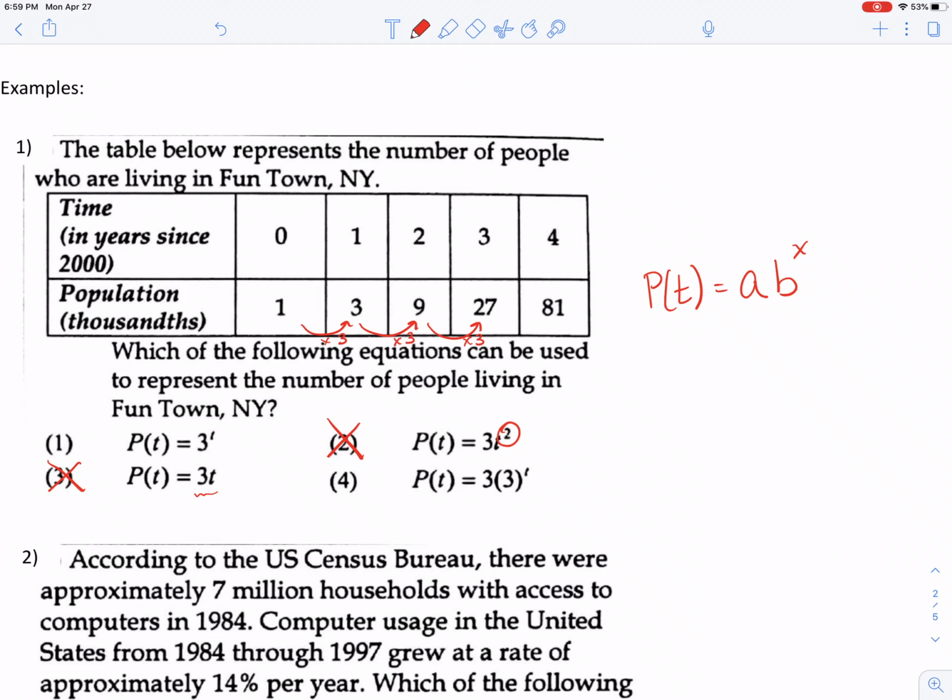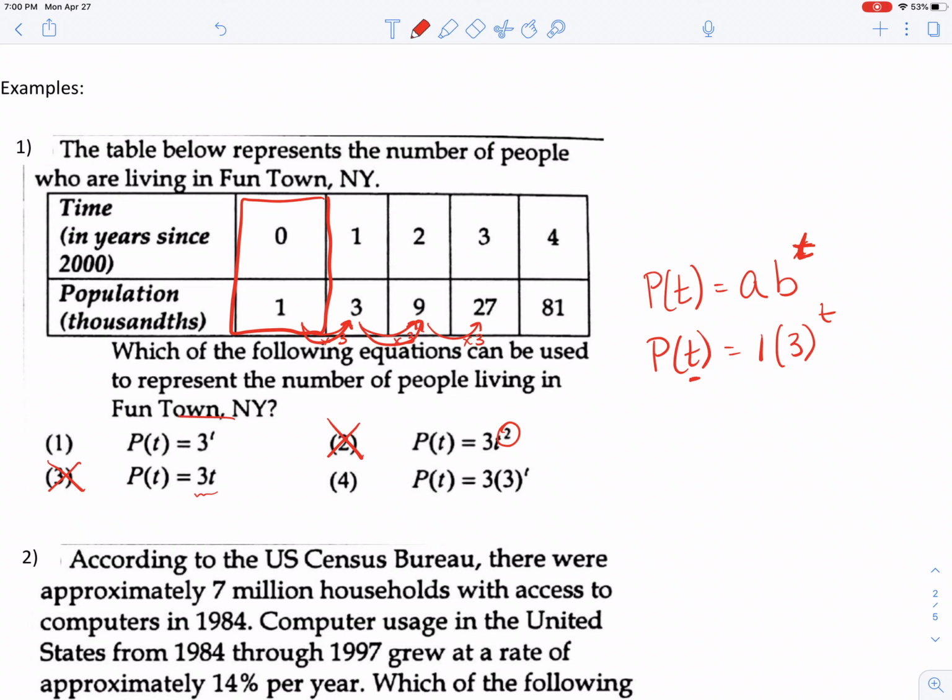It starts at 1 here, and it's going up by a factor of 3. So if it starts at 1, that means that the a is 1. If it goes up by a factor of 3, that's your base. And I should have put to the t power, not the x power, because they were using t in there.